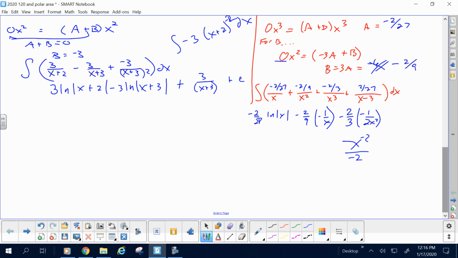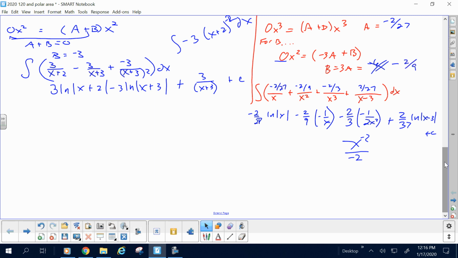And the last one, what's the antiderivative of 2/27 over x minus 3? Okay, cool. It took longer than I thought. I thought this was a layup, but that's not as easy as I remember. All right, so is that going okay? All right, switch gears and get to the green, please.